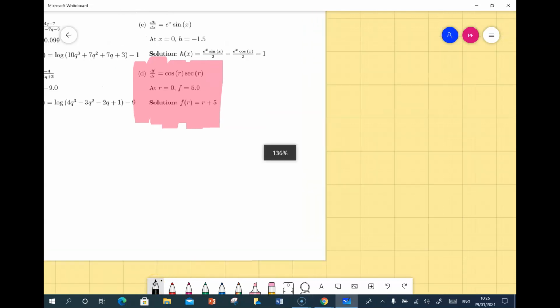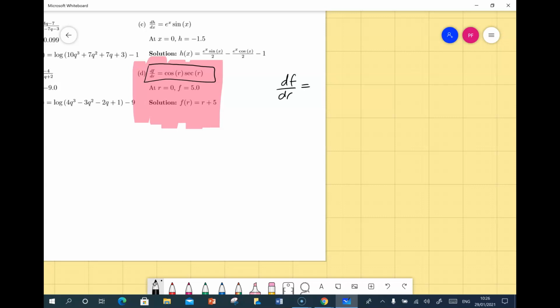Okay, so topic 3.5 again, and we're doing initial value problem. So here we're given the derivative of a function, df dr is cos r sec r. So df dr equals cos of r and sec of r. Okay, now they're giving us the values of r equals 0 when f is equal to 5.